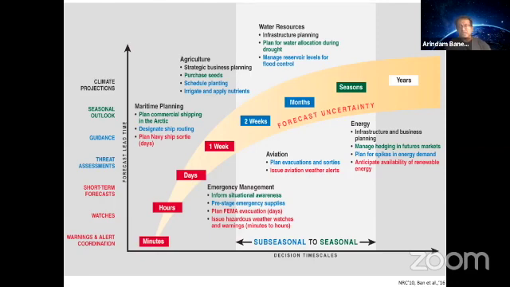This summary from a National Academy report shows, in blue, the applications in the subseasonal range. There are key applications in agriculture: you schedule the planting, you irrigate and apply nutrients. In water resource management, in maritime planning, you designate ship routes in this time frame, and also aviation, emergency management, and so on. But the subseasonal time scale has been difficult to crack.